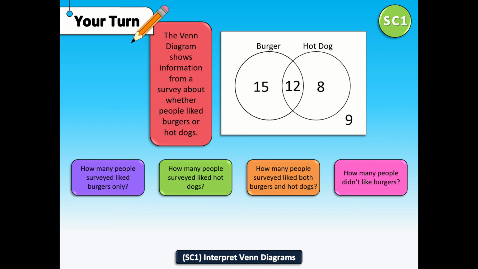So this Venn diagram shows information from a survey about whether people liked burgers or hot dogs. So how many people surveyed liked burgers only? So that's this part of the Venn diagram, so that's 15.